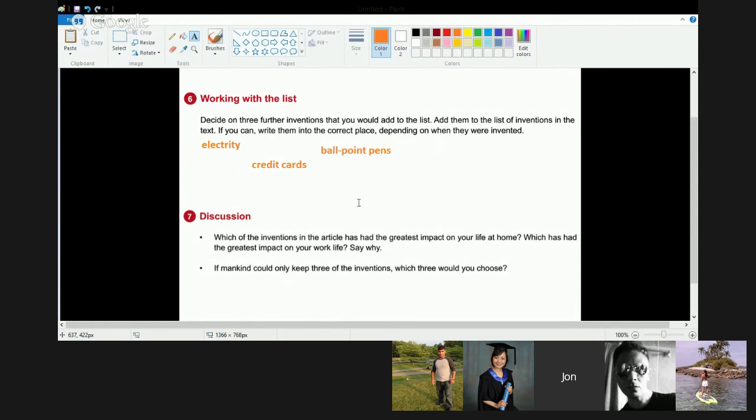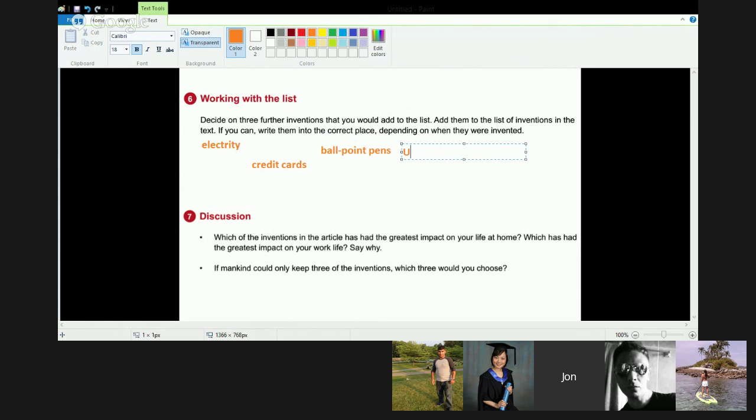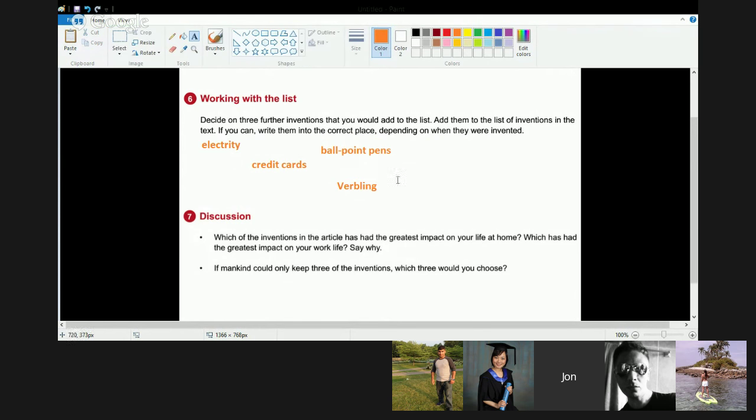It must have been pretty difficult to write with quills. Difficult with what? Quills, like this. Feathers, in other words. Okay. Anything else? I've got one for you.